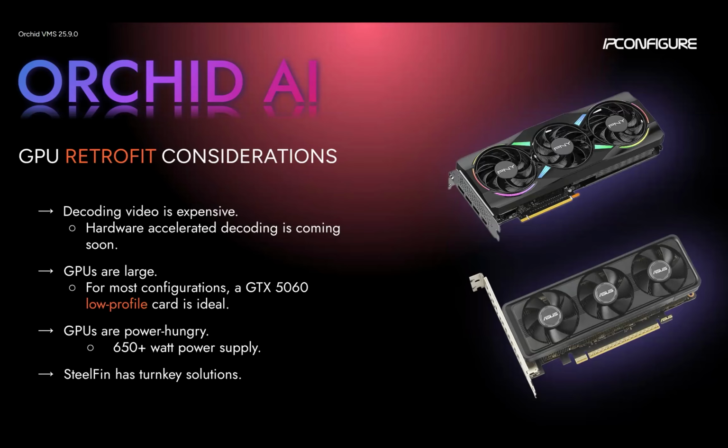Another GPU retrofit consideration is GPUs tend to be power hungry. So if you're upgrading an existing NVR, you're probably looking at both a GPU and a new power supply. As I mentioned, at IP Configure, we have our SteelFin server line. We have turnkey solutions for that, but it is possible to retrofit an existing NVR, add a GPU, and get this Orchid AI capability.